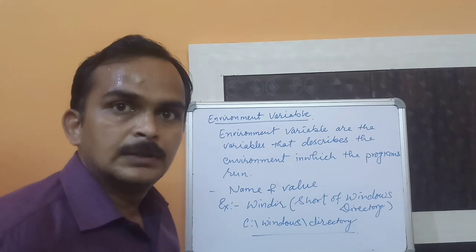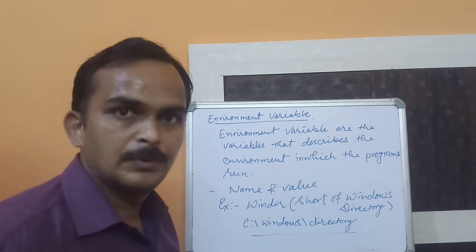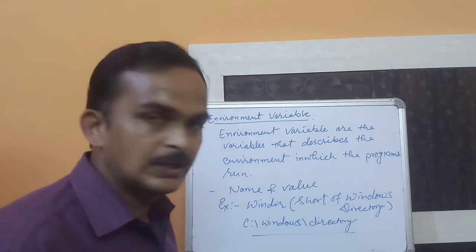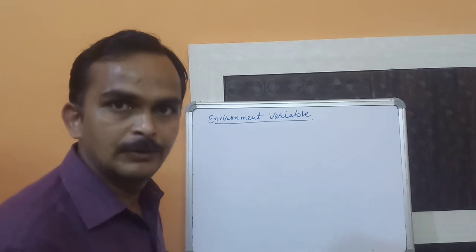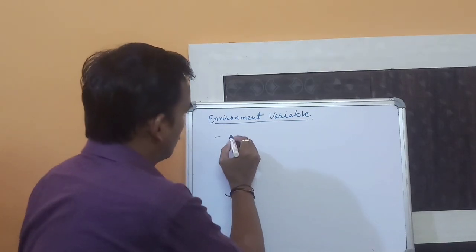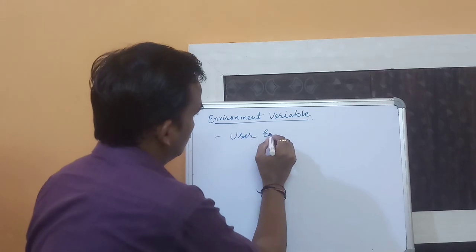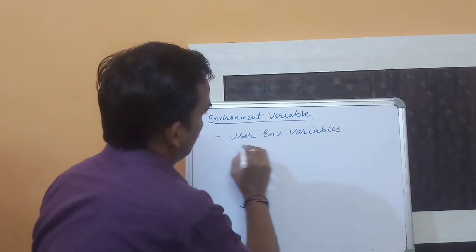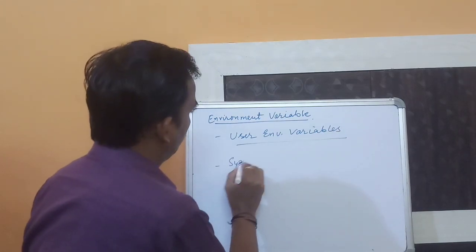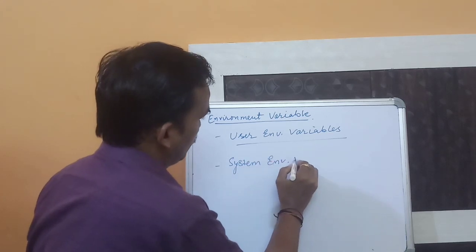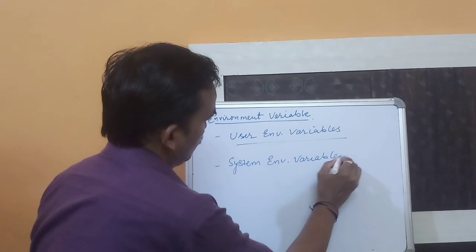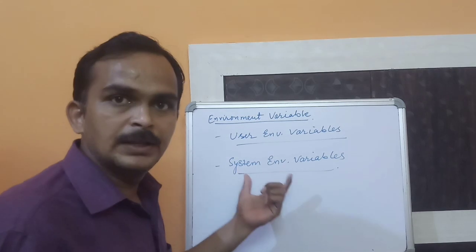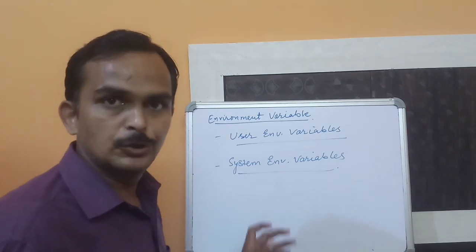Now we will discuss the types of environment variables. How many types of environment variables exist in Windows? Basically there are two types of environment variable. First is the user environment variable and second one is the system environment variable. These are the two types of environment variable which exist in the Windows operating system.